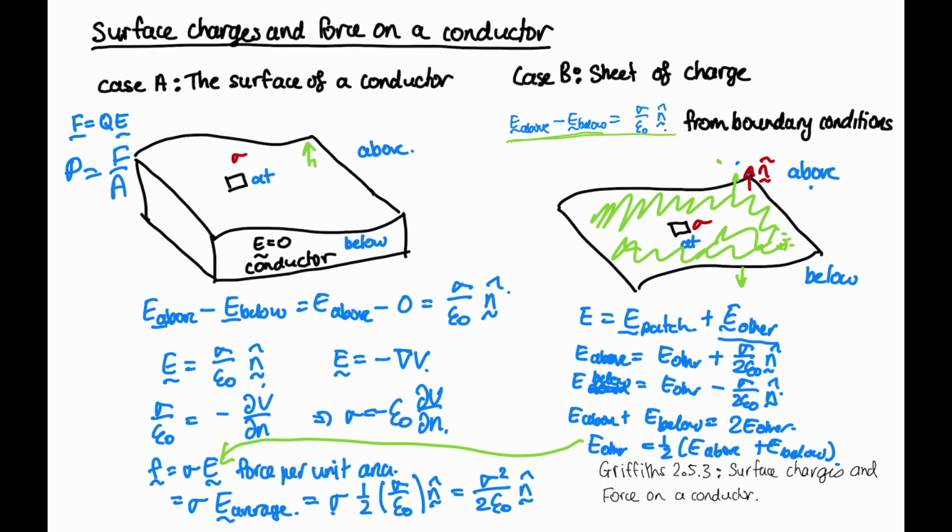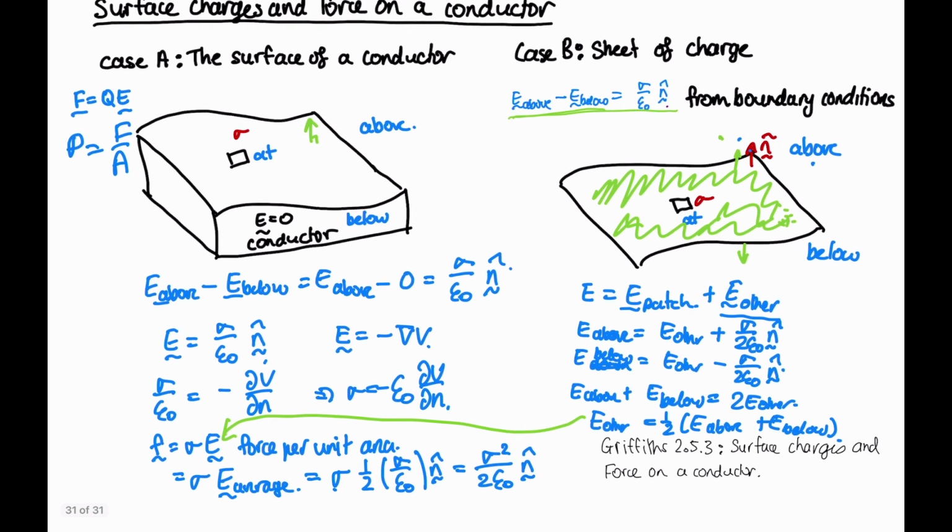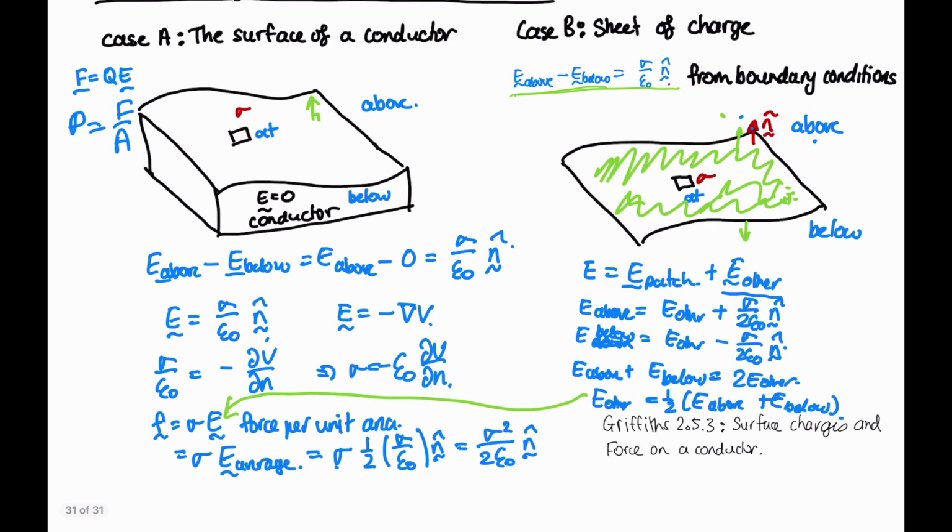And this is just the force per unit area, but pressure, remember, is a scalar. So all we need to do there is get rid of our vector. So this tells us, let me just move this up a little bit so that we've got a little more room, that the pressure is equal to sigma squared over 2 epsilon naught.